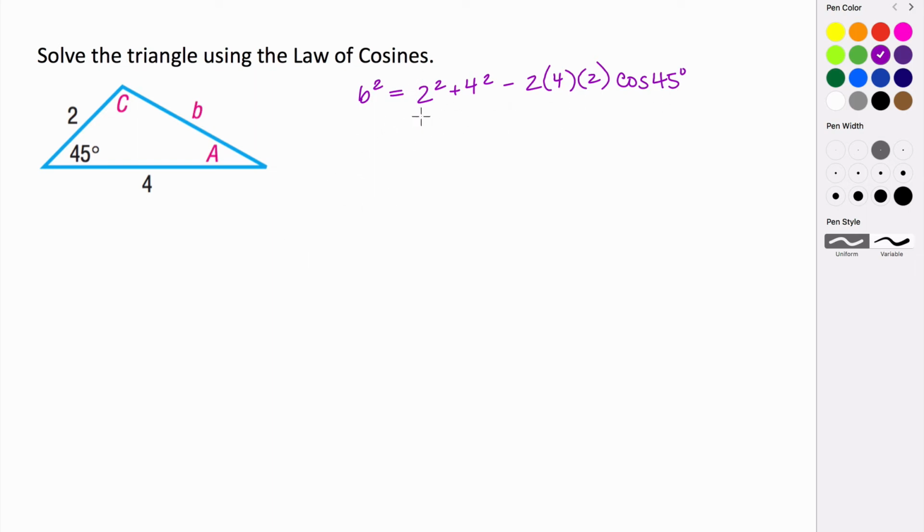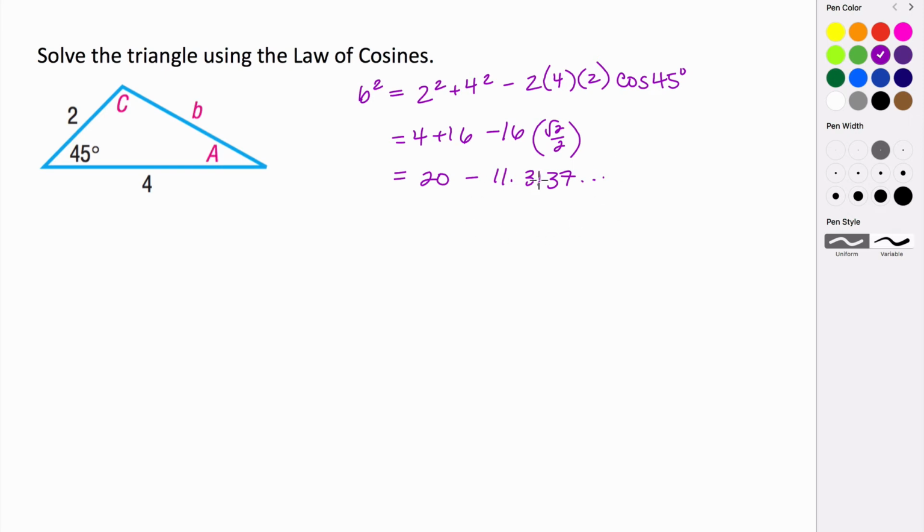So simplify this: 2 squared is 4, 4 squared is 16, 2 times 4 times 2 is 8 times 2, that's 16, so minus 16. The cosine of 45 we know is the square root of 2 over 2. Use order of operations, so we can take this sum here, 4 plus 16, that's 20. 16 times the square root of 2 over 2, if we plug that into our calculator, it's going to be 11.3137 something, right? Our calculator is going to continue going on.